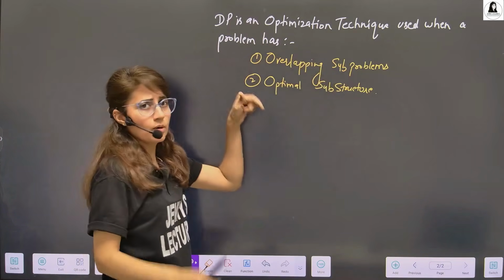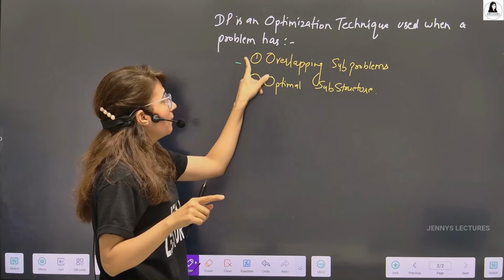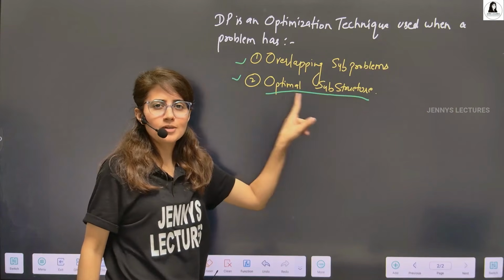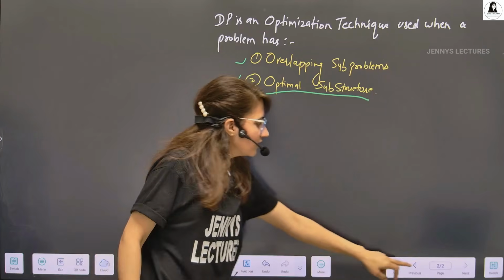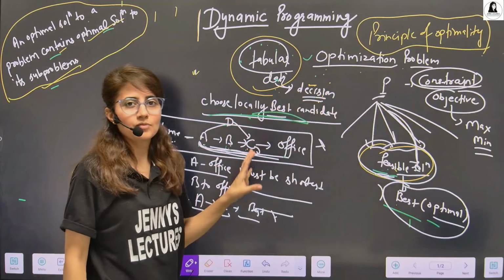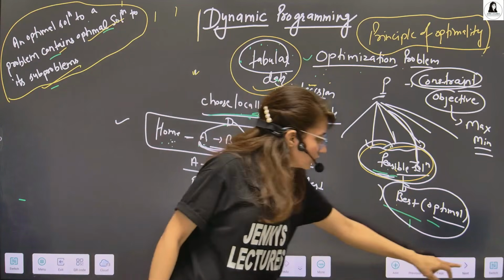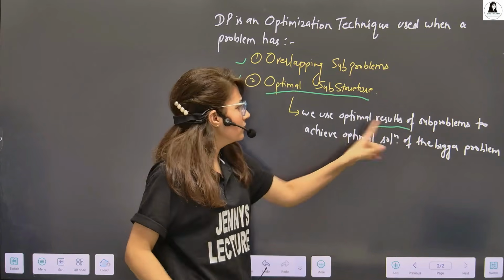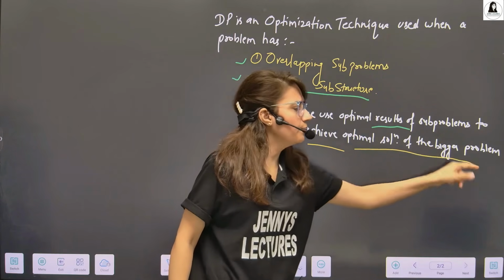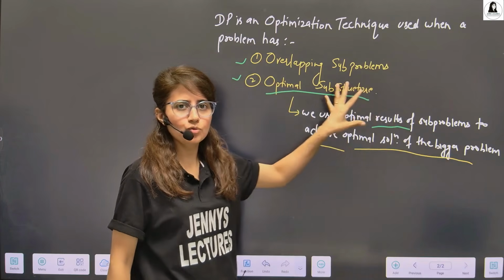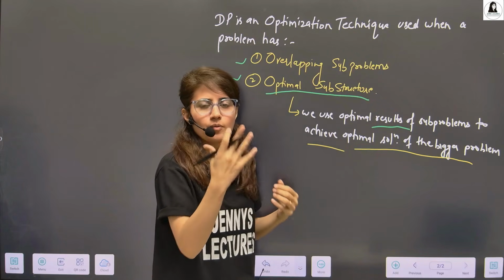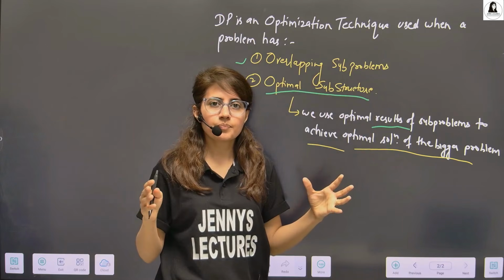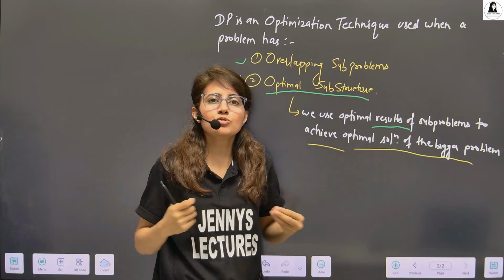So DP is an optimization technique. It is used when a problem has these two conditions: overlapping subproblems and optimal substructure. This optimal substructure is nothing but the same thing, the principle of optimality we have discussed. Optimal substructure means we use optimal results of subproblems to achieve the optimal solution of a bigger problem. And why does DP use this principle of optimality? Because in DP we find the solution of bigger problems, or the big answer, using small answers.